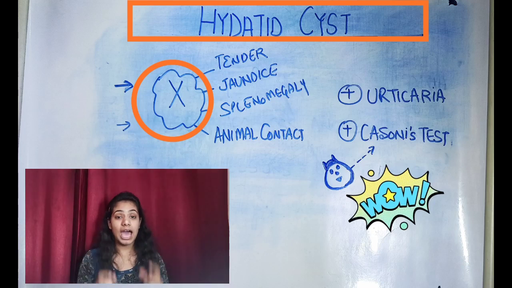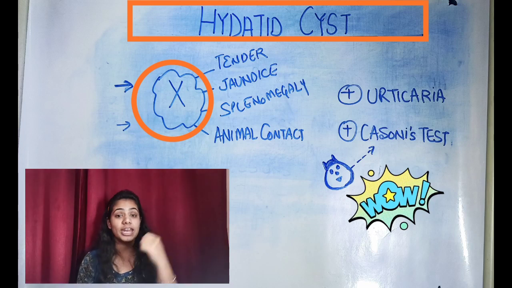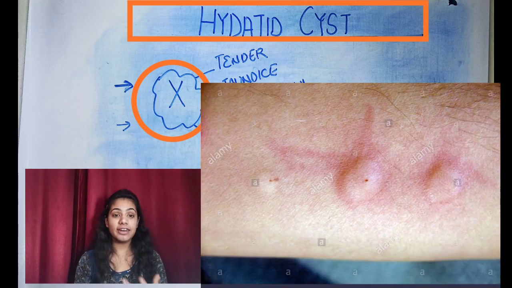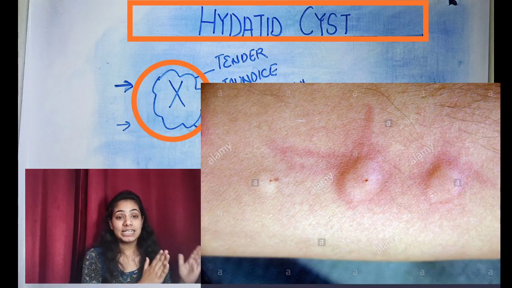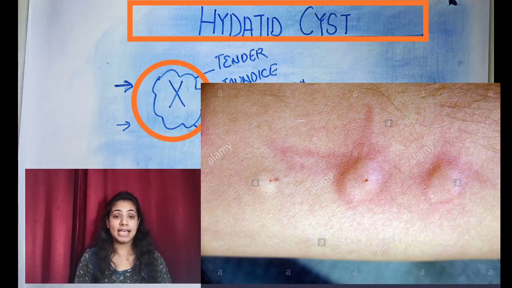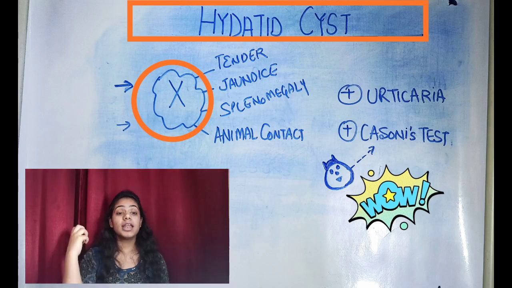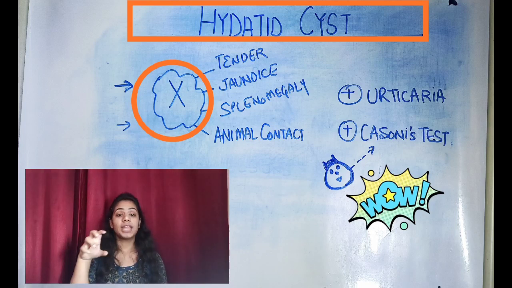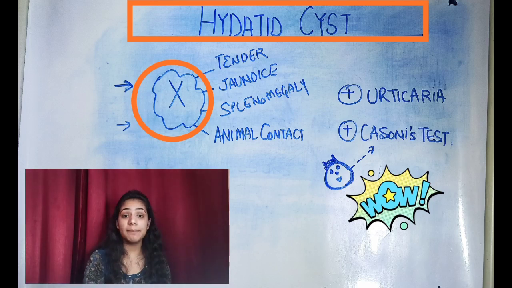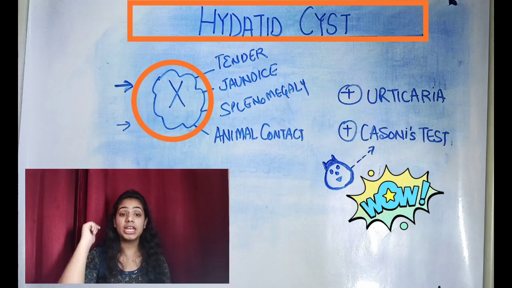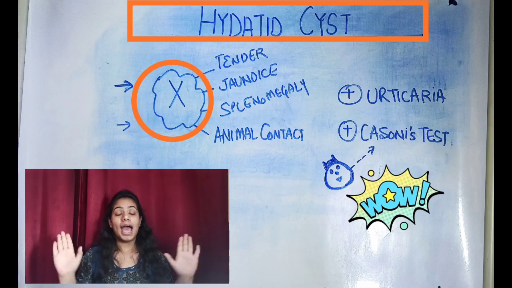After 30 minutes, the arm in which Casoni's fluid was injected is observed for any flare, any wheal, any redness. If present, it is said to be a positive Casoni's test, and that is the sure shot examination for hydatid cyst. That is the main diagnosis, and we can conclude that the patient has hydatid cyst as the reason for hepatomegaly. But remember, there will be no splenomegaly, no liver tenderness, no jaundice, no pain. He will be very cool and calm.